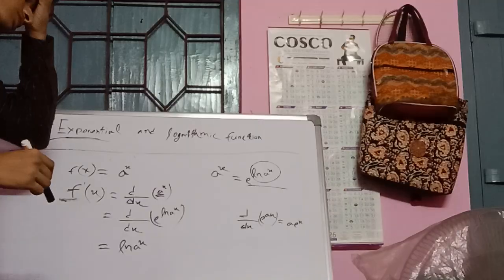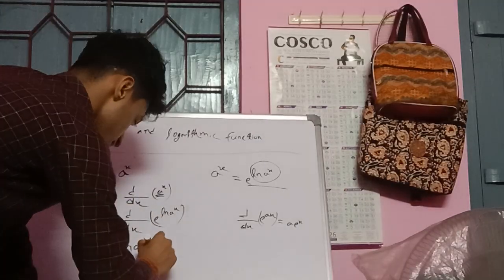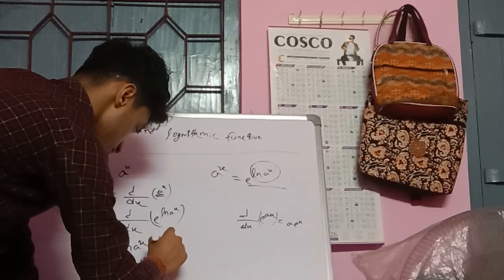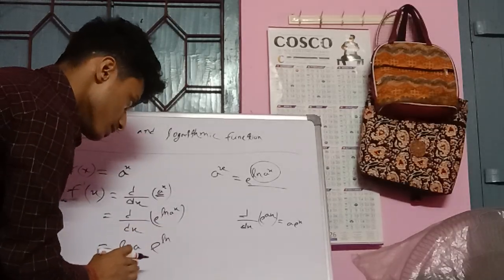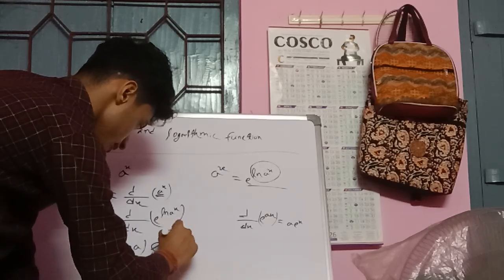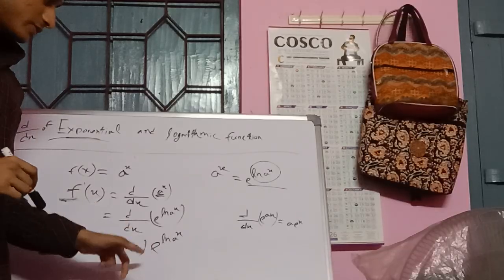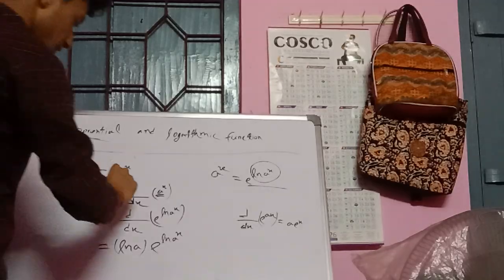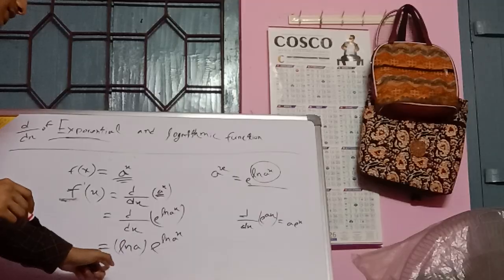So this would just become ln of a times e to the power ln of a to the power x. Okay, I don't think there should be any problem with anything here. So we found out what the derivative of an exponential function looks like.